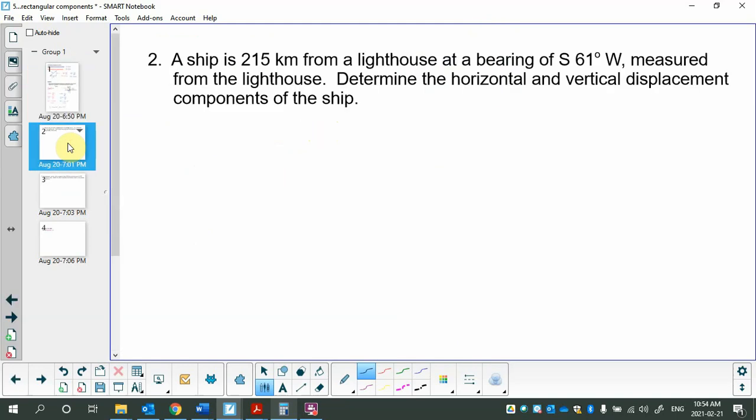Notation is annoying. And this is the first time we get to talk about bearing. So it depends on what you're driving as to how you talk about bearing. So I'm going to draw a picture again. So it says a ship is 215 kilometers from a lighthouse at a bearing of south 61 degrees west. So here's my picture here. I have to draw myself a little. I don't need my vectors. I just need lines.